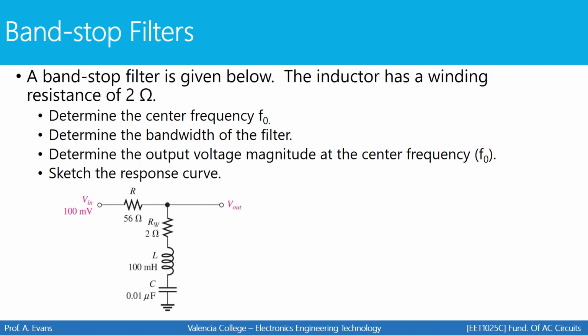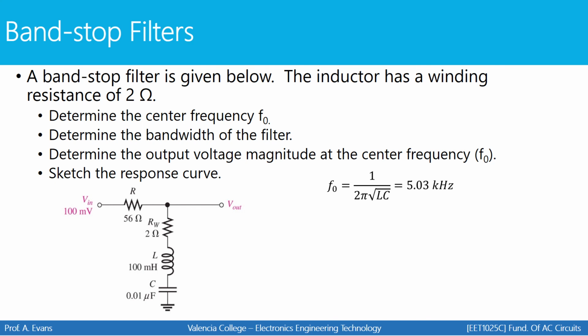So let's look at a series resonant band stop filter. The inductor has a winding resistance of 2 ohms, and we're going to determine the center frequency, the bandwidth, the output voltage, and sketch the response curve.